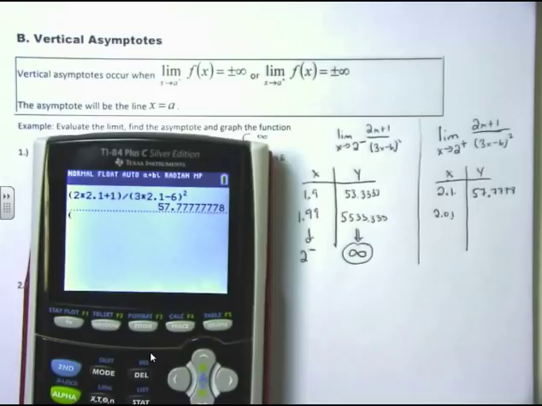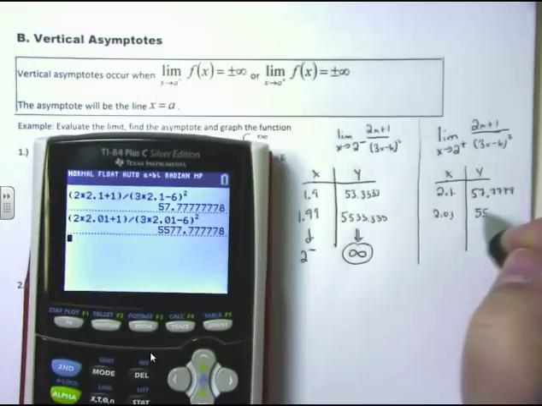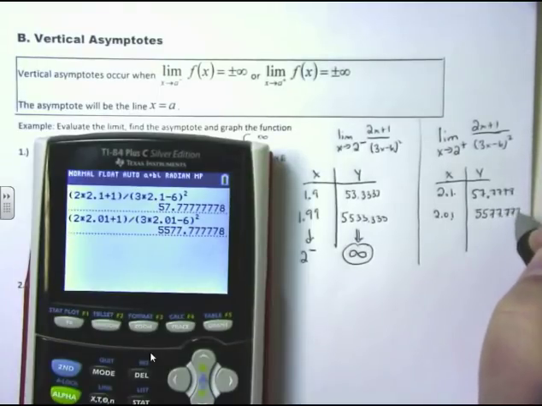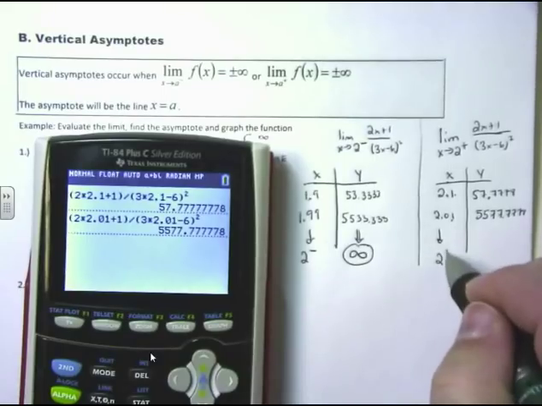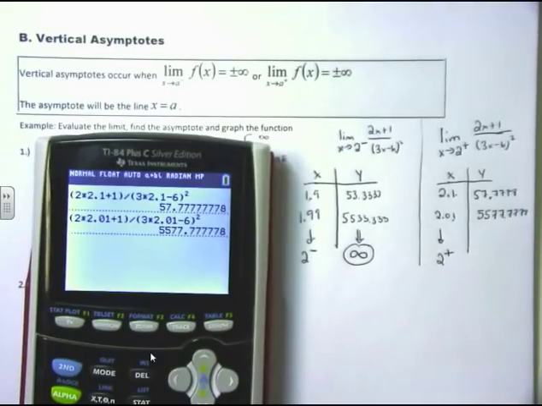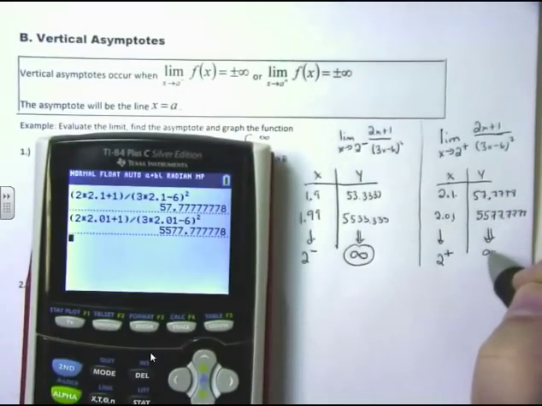Now I'm going to plug in 2.01. So it'll be parentheses 2 times 2.01 plus 1 divided by parentheses 3 times 2.01 minus 6, close parentheses, squared. And now I got 5,577.7778. So as this x approaches 2 from the positive side, from the plus side of 2, on the right side of 2, I'm going from 57 to 5,577.